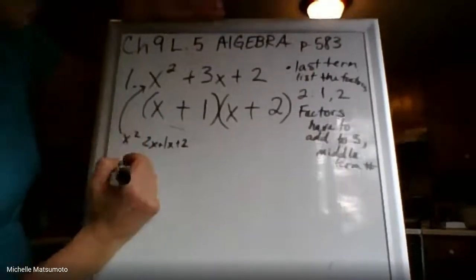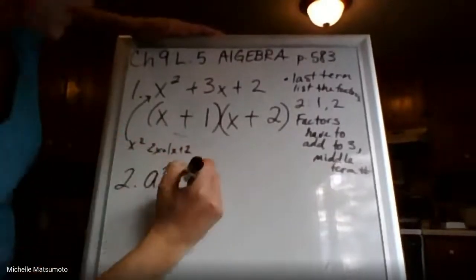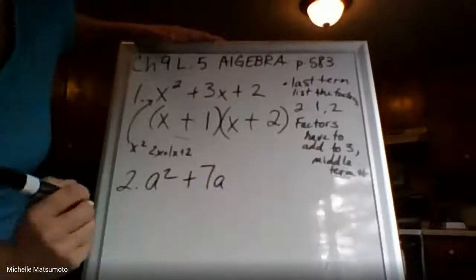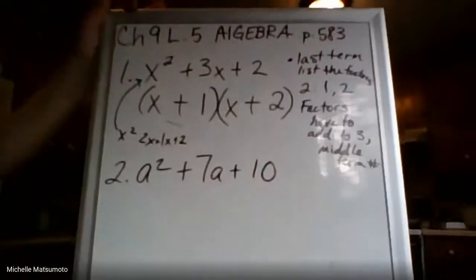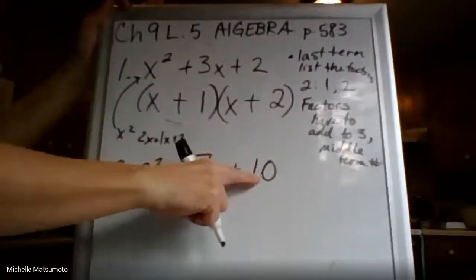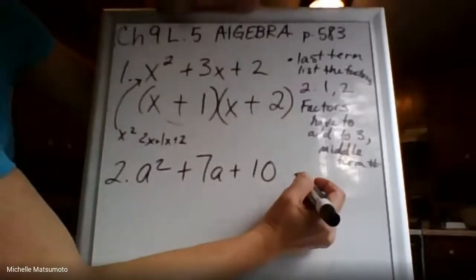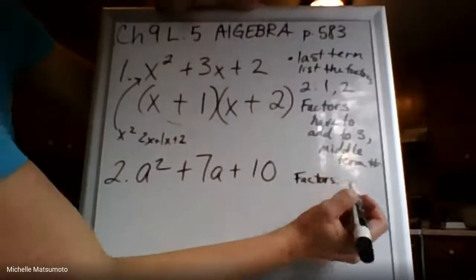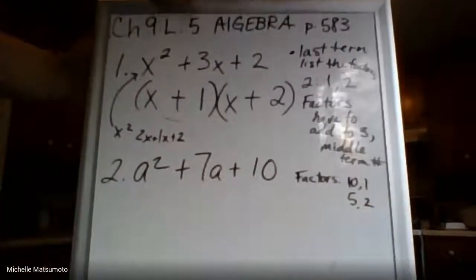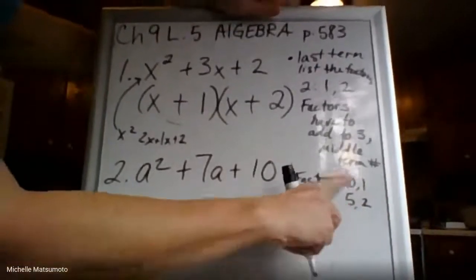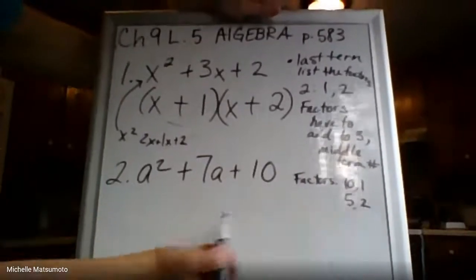All right, so we'll do some more. We have a squared plus 7a plus 10. Okay, we're starting out easy. We'll get some harder ones here in a second. Look at the last term, just like follow these rules up here. What are the factors for this number 10? 10 and 1 make 10, and 5 and 2 multiply to 10. So what set of numbers will give me 7, whether I'm adding them or subtracting them?